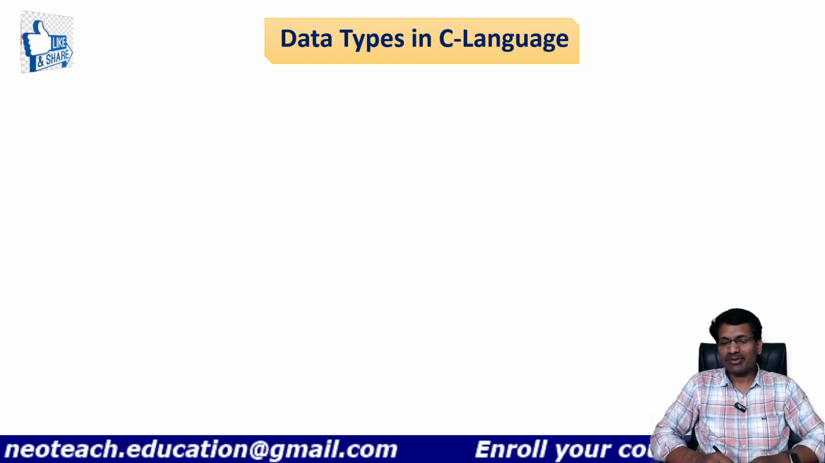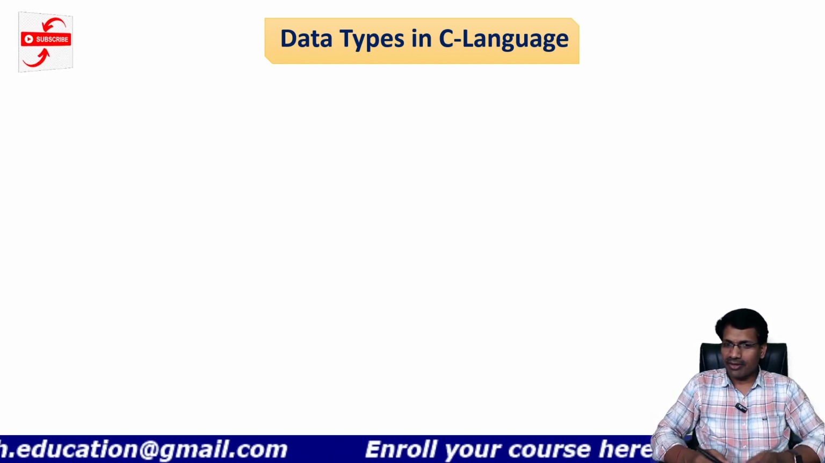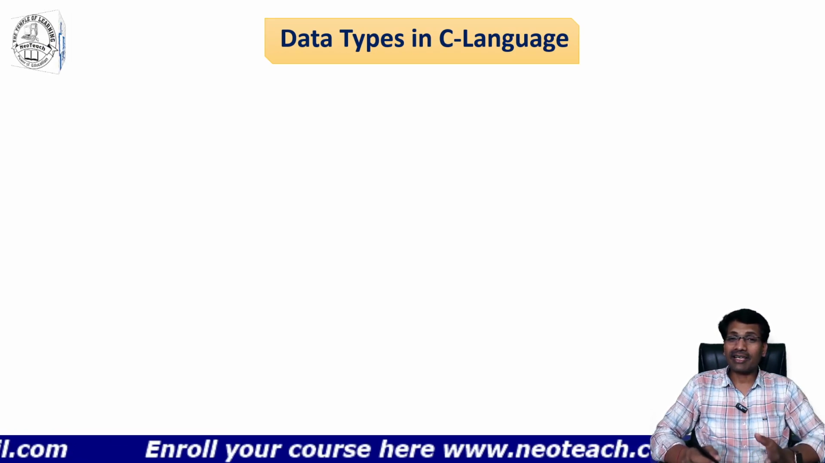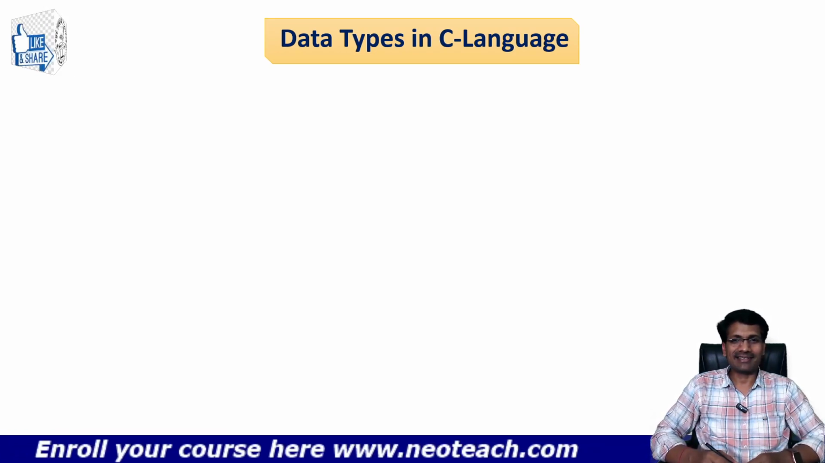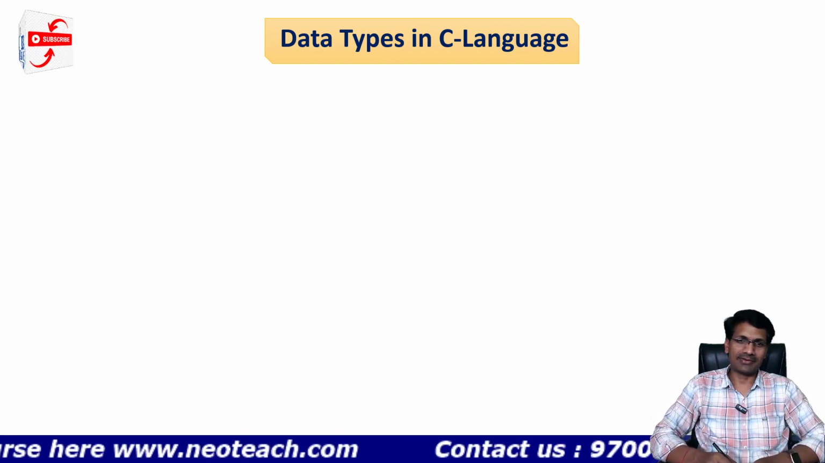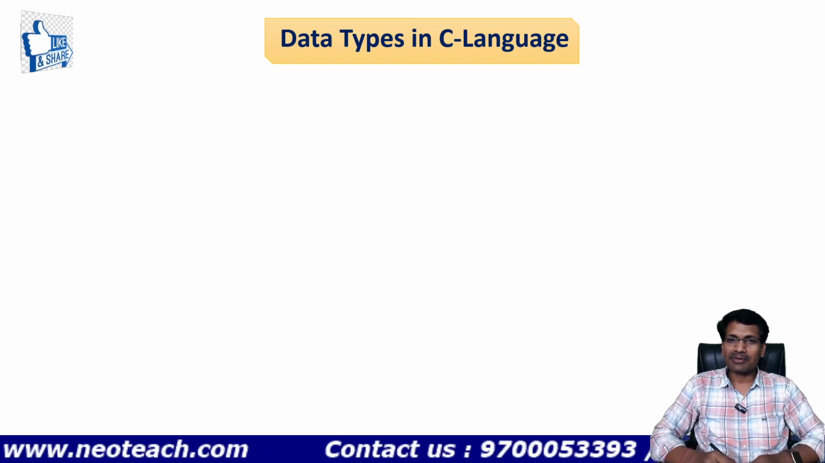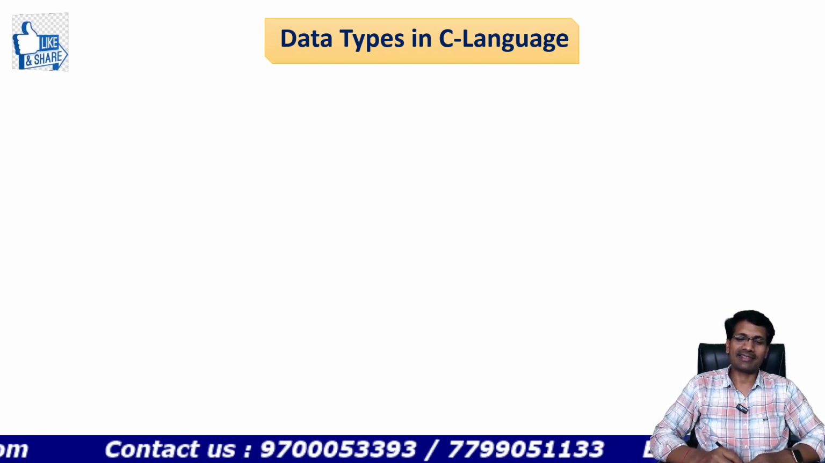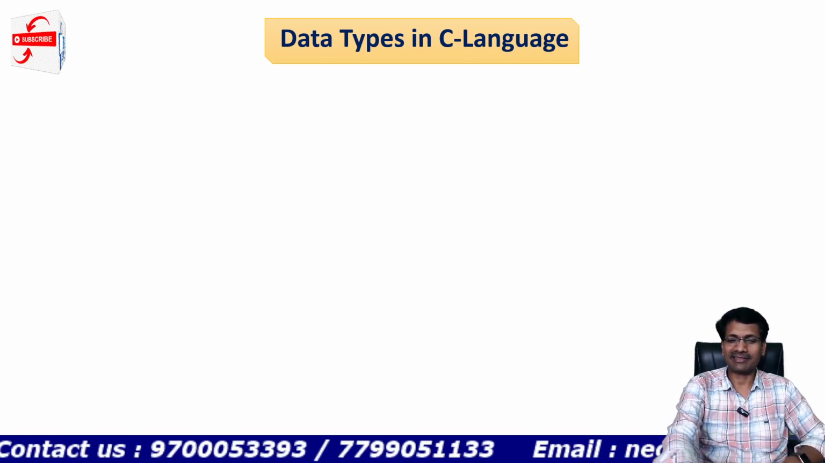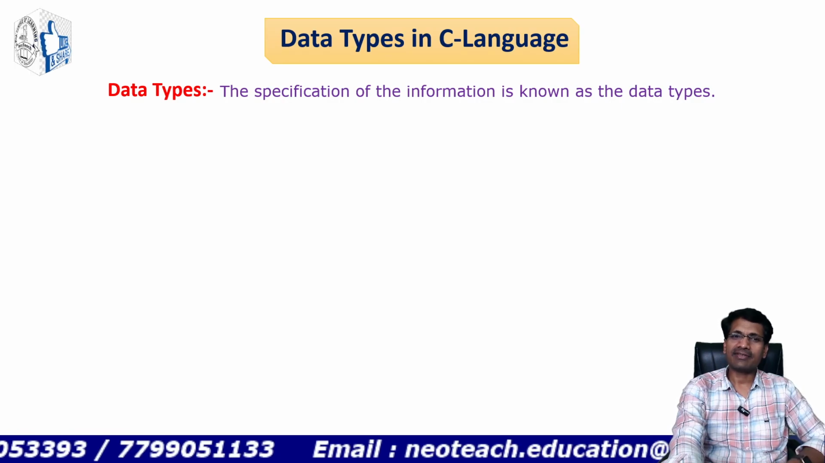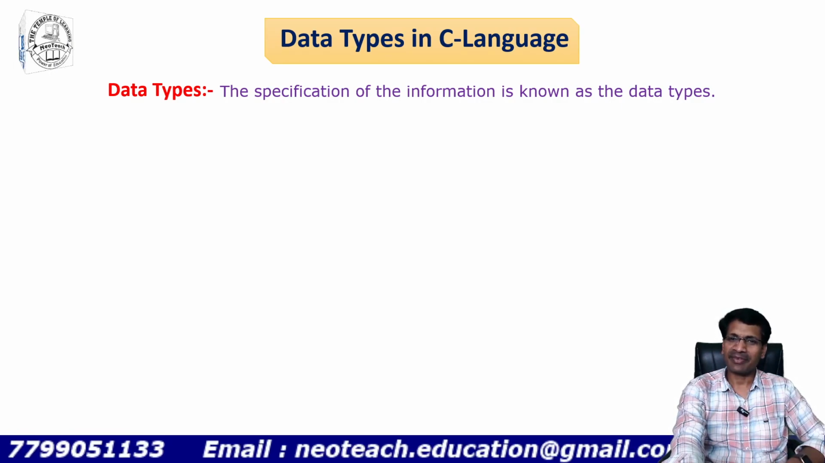While we are working with programs, while we are writing programs, we should keep in mind what kind of data we are handling in the program. So such kinds of data types we are going to use. To write such programs, first we come to know what kind of data types are available in C language. So let me discuss that. So data types means, as I said, the specification of the information is known as a data type.